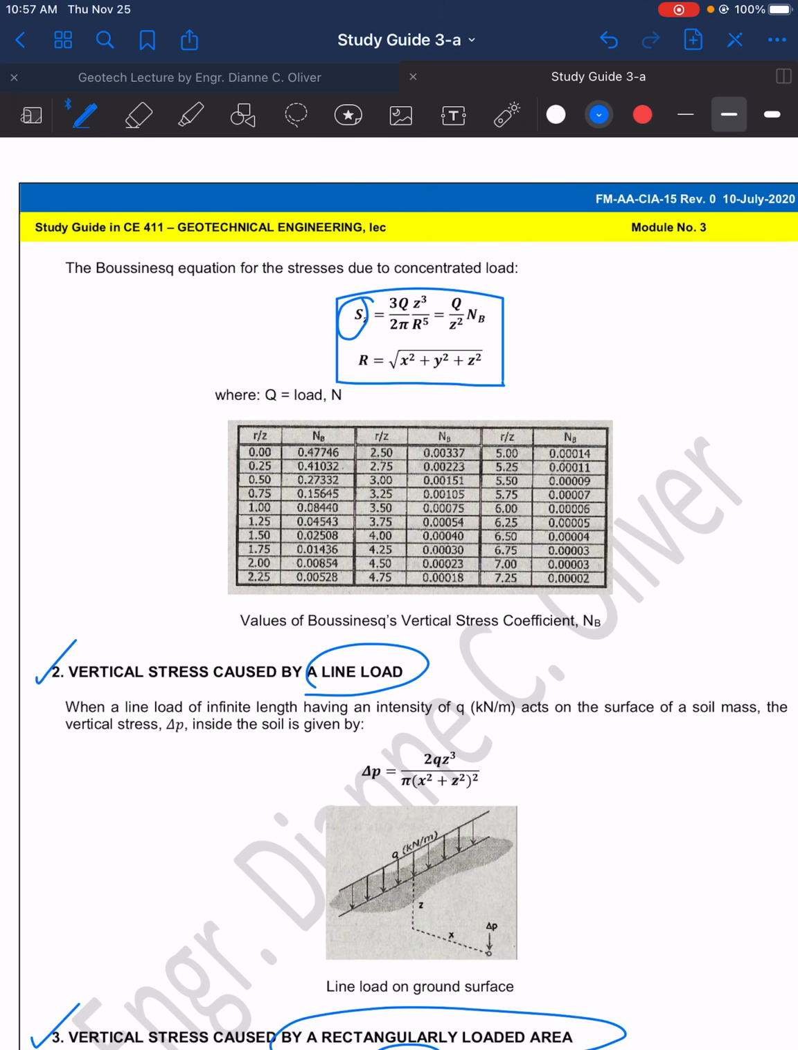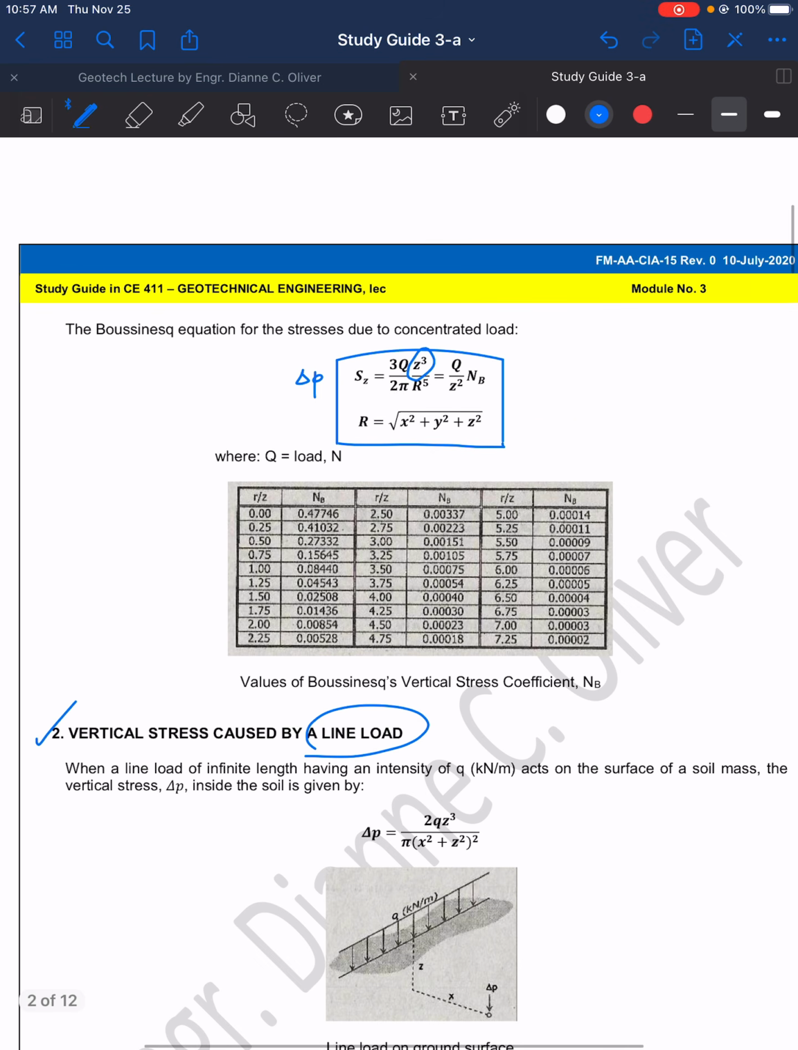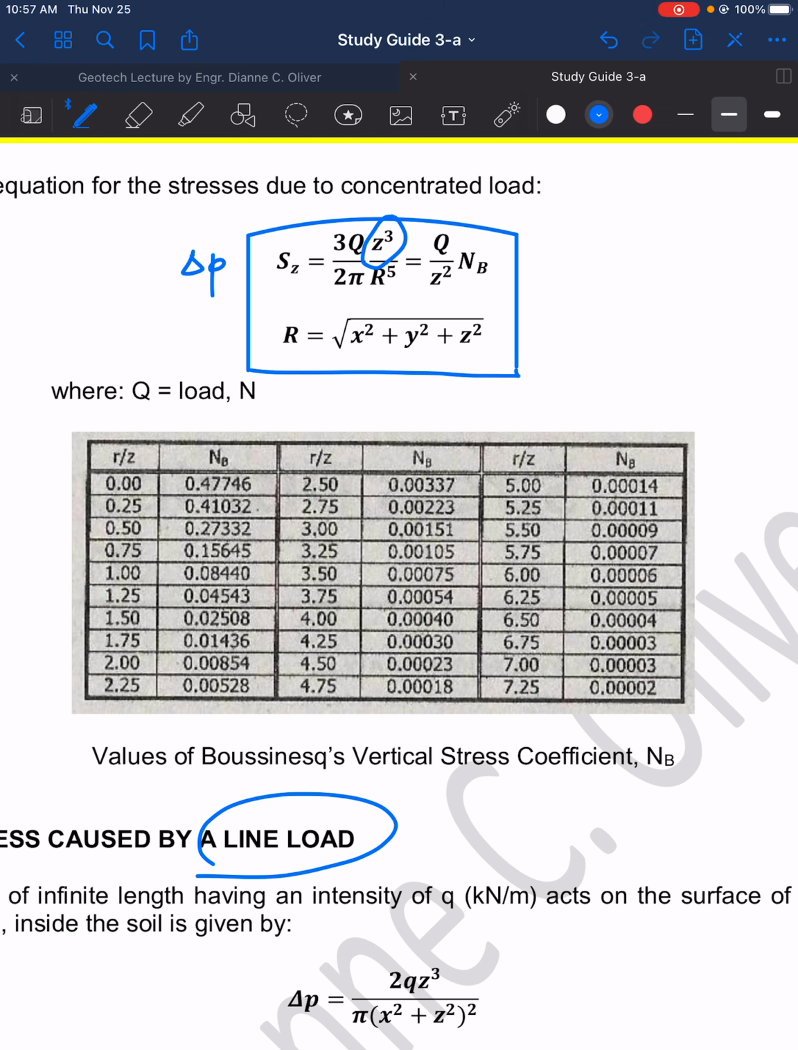The stress increase at depth Z, or delta P, because we are computing for the stress increase, equals 3Q, Q being the load in Newtons, times the depth Z raised to 3, divided by 2 pi times the radius R raised to 5. So how do we get the value of R, the radius?